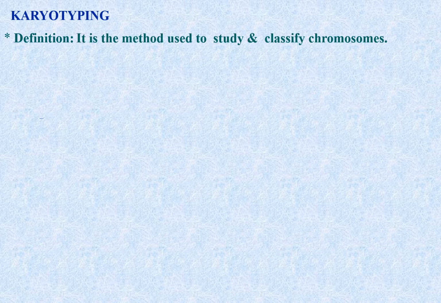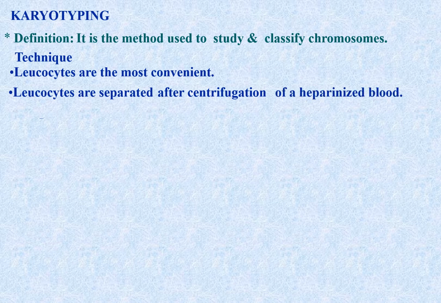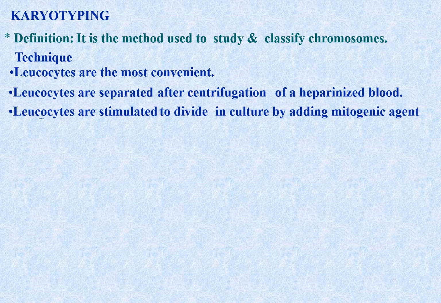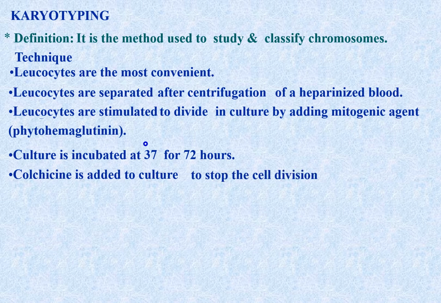Karyotyping. Definition. It is the method used to study and classify chromosomes. Technique. Leukocytes are the most convenient. Leukocytes are separated after centrifugation of a heparinized blood sample. They are stimulated to divide in culture by adding a mitotic agent. The culture is incubated at 37 degrees centigrade for 72 hours, after which colchicine is added to the culture to stop the cell division at the metaphase stage.